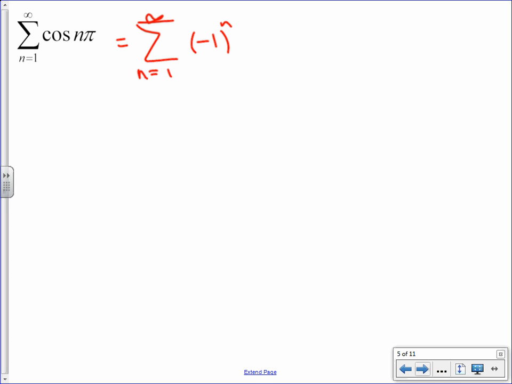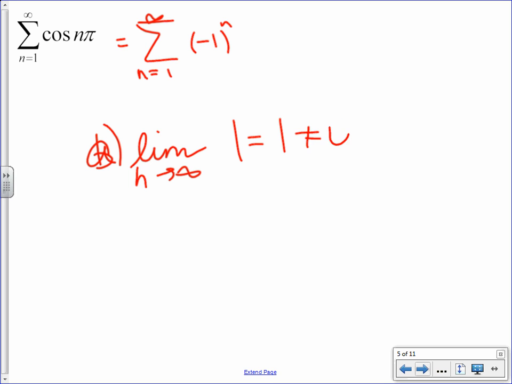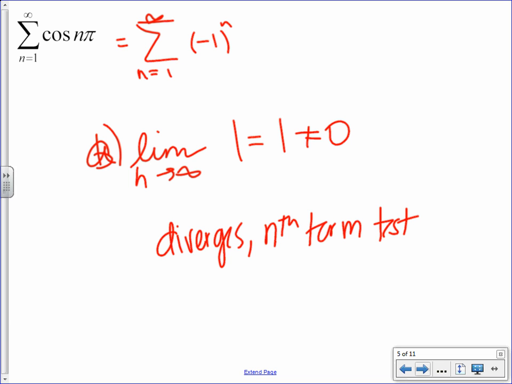All right, so a sub n here is... okay, the limit as n approaches infinity. What is a sub n in this alternating series? That's not 0. So this diverges. I would say by the nth term test. I know it's an alternating series, but if an alternating series doesn't converge by the alternating series test, it proves divergence. Unlike the nth term test, which will prove divergence but won't prove convergence.